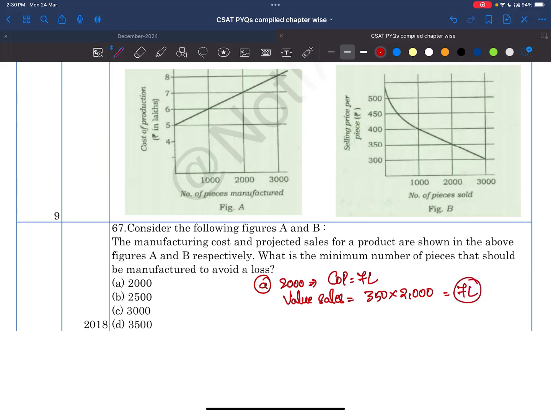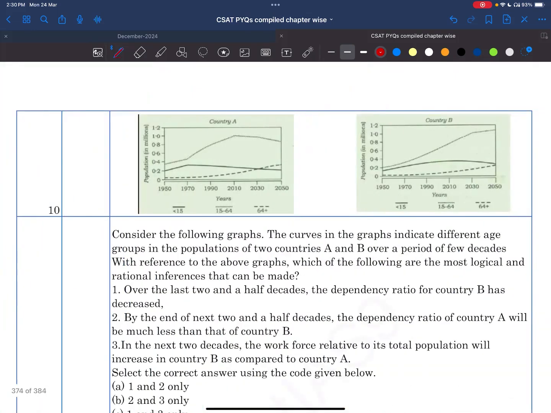See here, we are getting the answer. The cost of production is equal to value of sales. That means this is the minimum number of pieces that should be manufactured, right? So, anything above 2000 units, you get profit. So, the answer is 2000 units. Okay. Now, let's go to the next question.